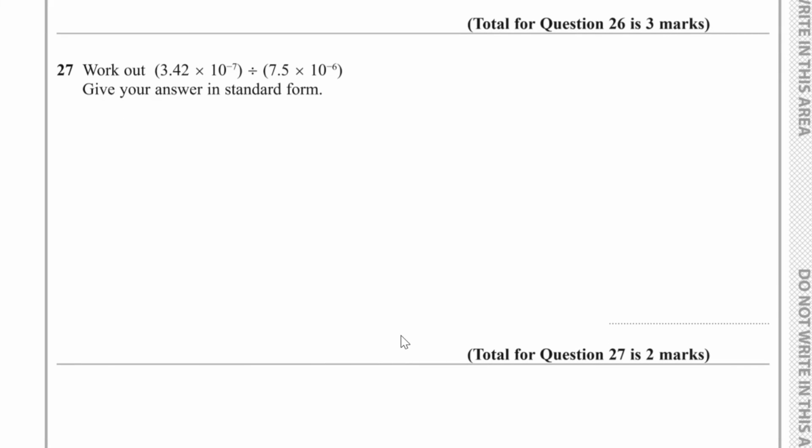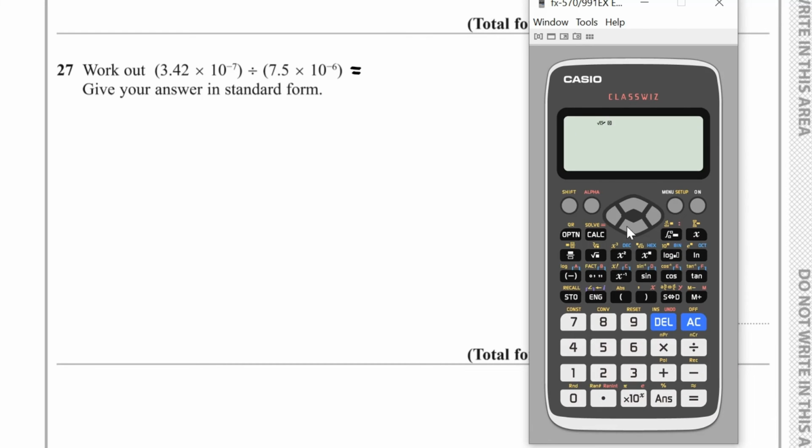Now question 27, we have to work out 3.42 times 10 to the minus 7 divided by 7.5 times 10 to the minus 6. Well, if we just type this into our calculator, so we have 3.42 times 10 to the minus 7 divided by 7.5 times 10 to the minus 6. You can see here we get 0.0456. But we want to put this into standard form.